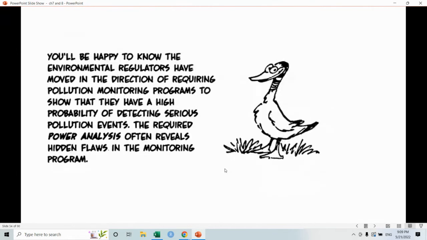It's called power. You'll be happy to know that the environmental regulators have moved in the direction of requiring pollution monitoring programs to show that they have a high probability of detecting serious pollution events. The required power analysis often reveals hidden flaws in the monitoring program.